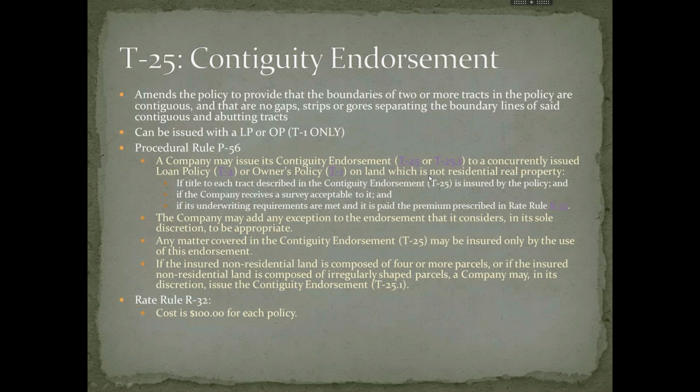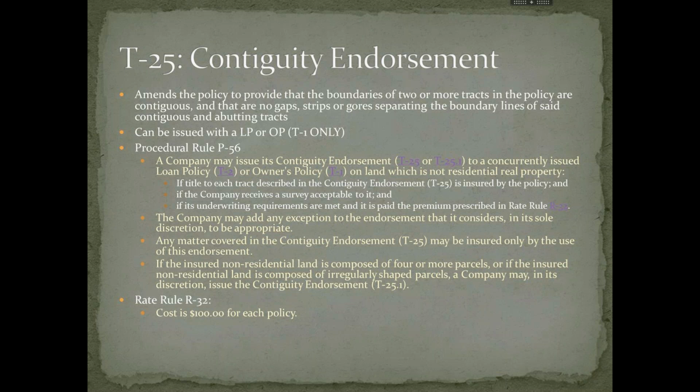Two more endorsements we're going to talk about here, and then we'll be finished. These are a little less common endorsements, but I still want to go over them because they're common in regards to the survey, right? Starting with the contiguity endorsement. Really, this amends the policy to provide coverage that boundaries of two or more tracts in the policy are contiguous, right? That they're touching. There are no gaps, no strips, no gores, they abut against each other, right?